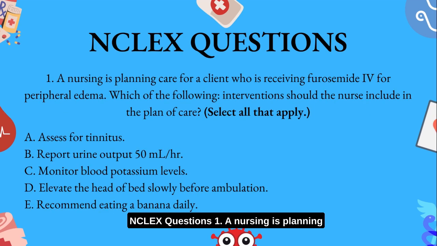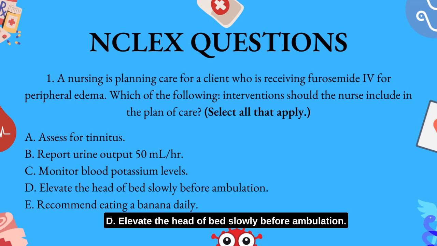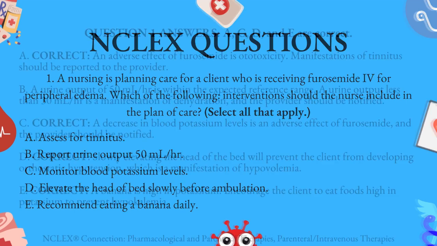NCLEX questions. 1. A nurse is planning care for a client who is receiving furosemide intravenously for peripheral edema. Which of the following interventions should the nurse include in the plan of care? Select all that apply. A. Assess for tinnitus. B. Report urine output 50 ml per hour. C. Monitor blood potassium levels. D. Elevate the head of bed slowly before ambulation. E. Recommend eating a banana daily.